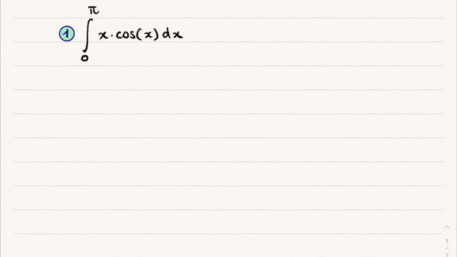First, we are solving the integral from 0 to pi of x times the cosine of x. Clearly, we have a product of two functions. And now we need to decide which of these two functions we will write as the derivative df. Even though there is no clear rule for this, after some practice you will be able to use some foresight to pick the right one.